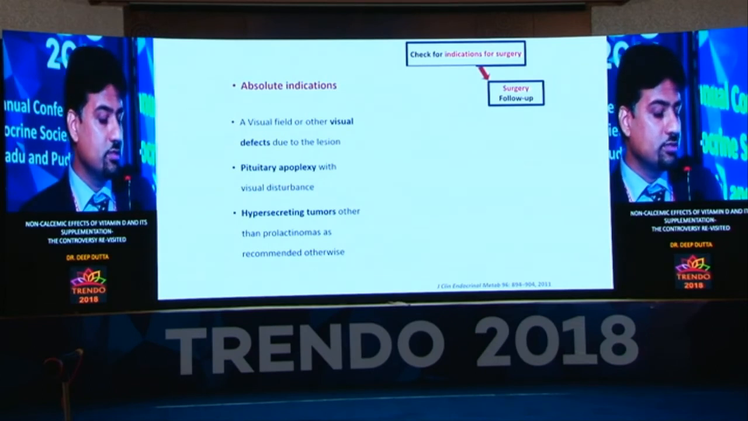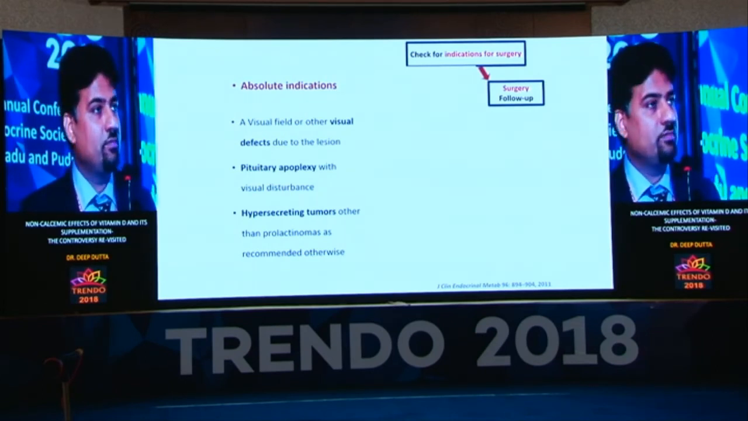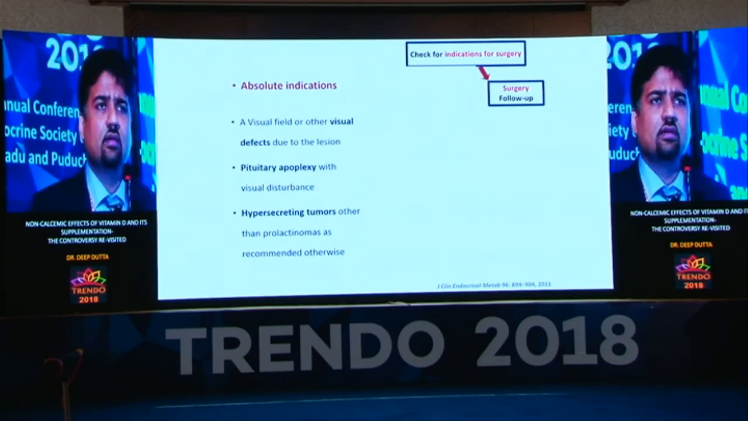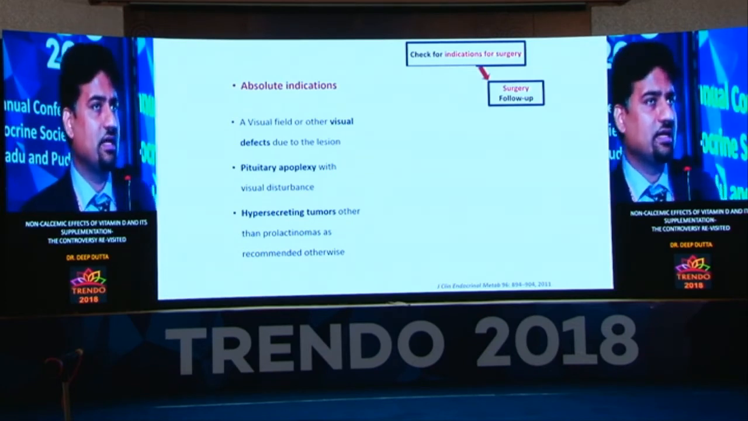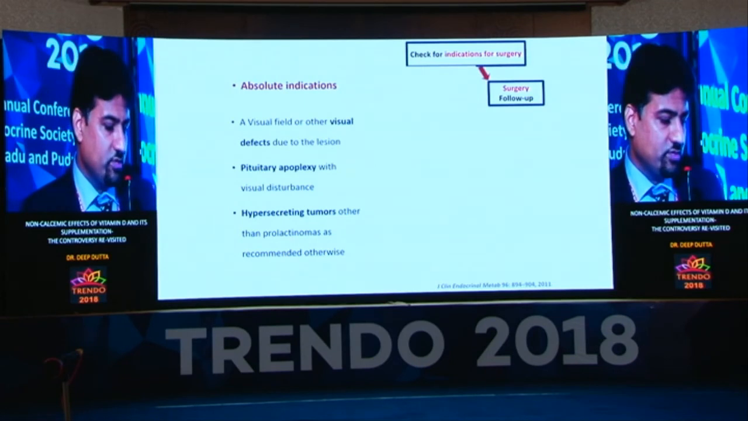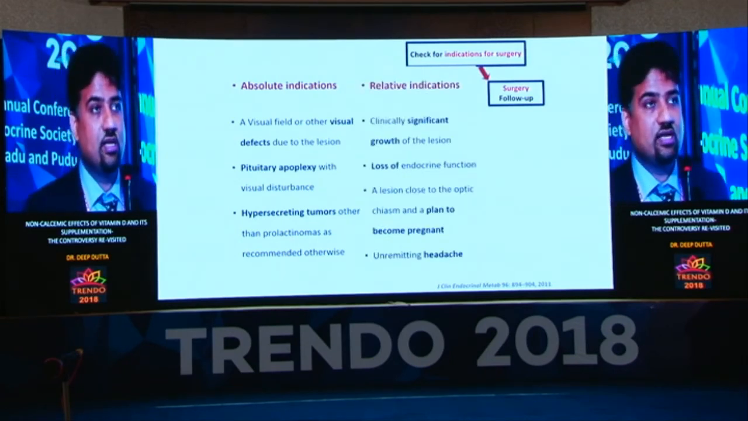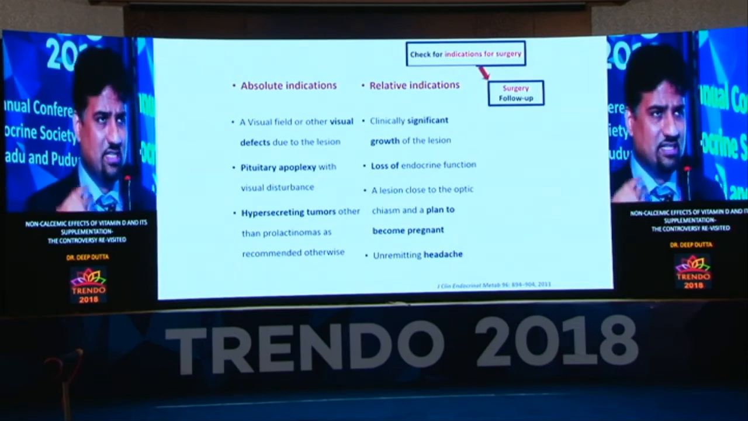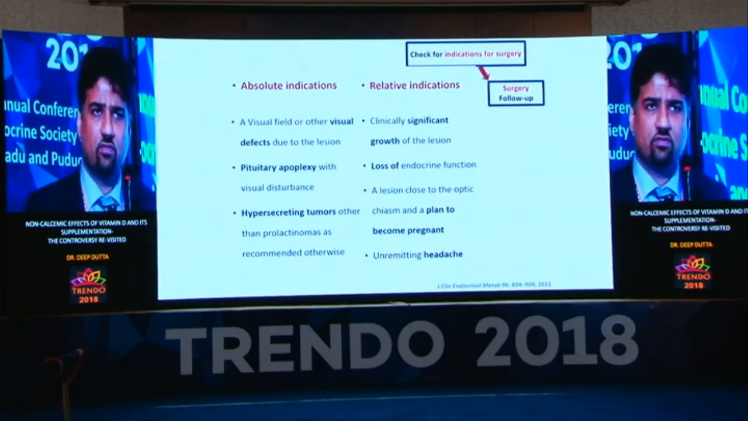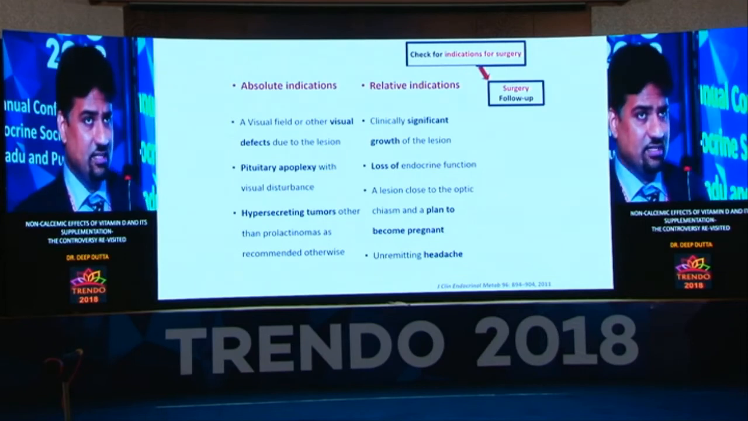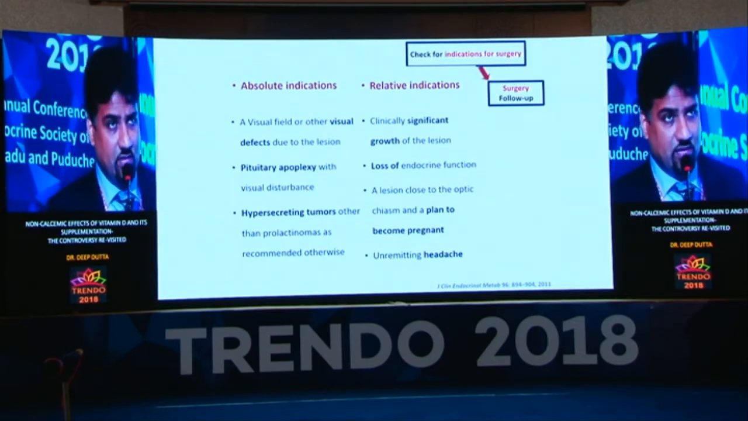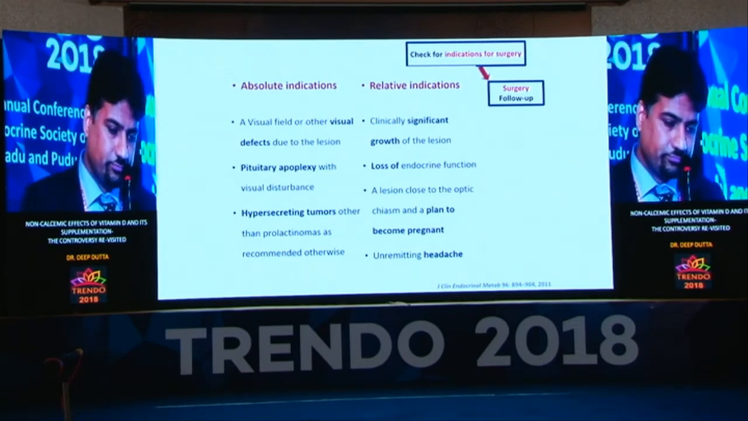The third important cause would be, like in any hypersecreting tumor, when you have a patient with Cushing's disease or acromegaly, then you need to get rid of that tumor, and surgery would be the best way to do it. There are some relative indications, which are individualized from patient to patient. If the tumor size is increasing rapidly, the patient has a lot of headache, or the patient is planning pregnancy in future, any of these things may be a relative indication.